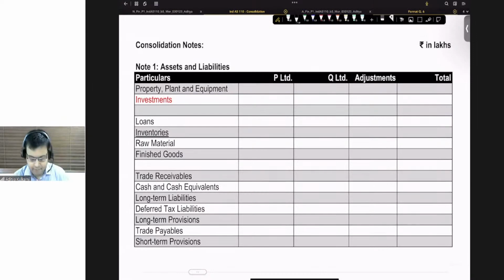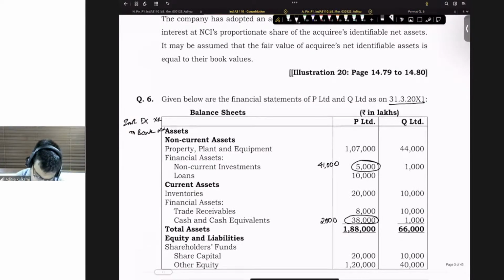Okay. So now the second thing that you will do is record all the items of assets and liabilities as it is from the question. Don't make any adjustments for the purposes of note number 1. Note number 1 is plain and simple recording of assets and liabilities as they are, excluding equity share capital, reserves and investments. So that is what I will be doing. Okay. So let us start.